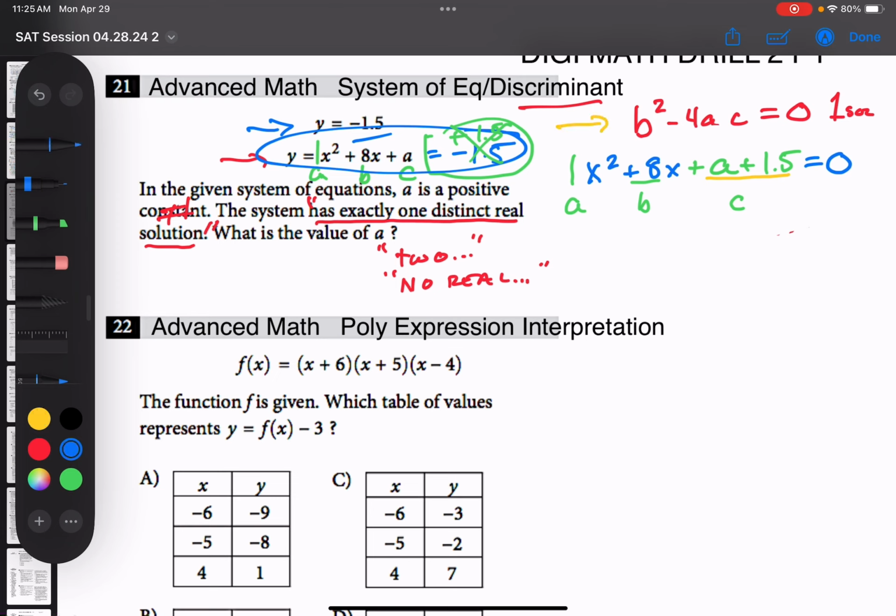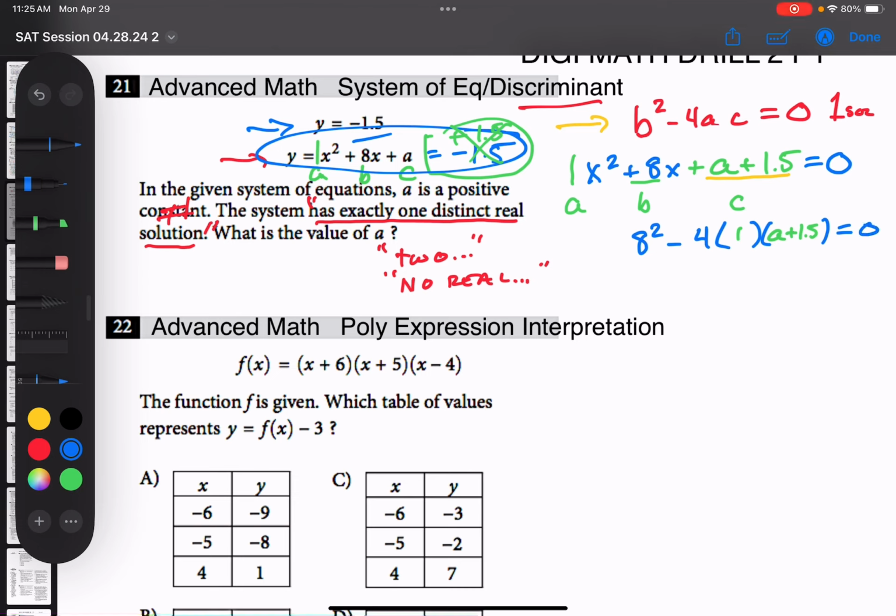So we're dealing with 8 squared minus 4 times a. What is our a value? It's just 1. And what is our c value? Our c value, don't forget, is a plus 1.5. Ta-da! And of course, it's set to equal 0. So once we solve for a, we've got our answer.